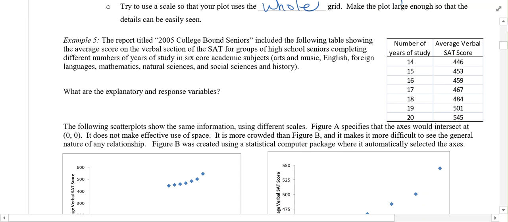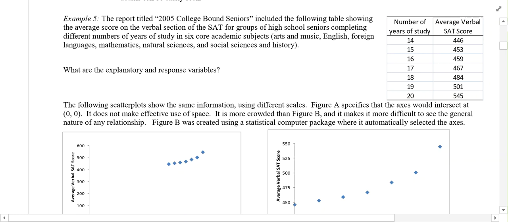So do you notice a trend? As the number of years of study go up, what happens to the average verbal SAT score? We're going to see it also goes up. But we don't necessarily know if that's linear or if it's following some other pattern without graphing it.